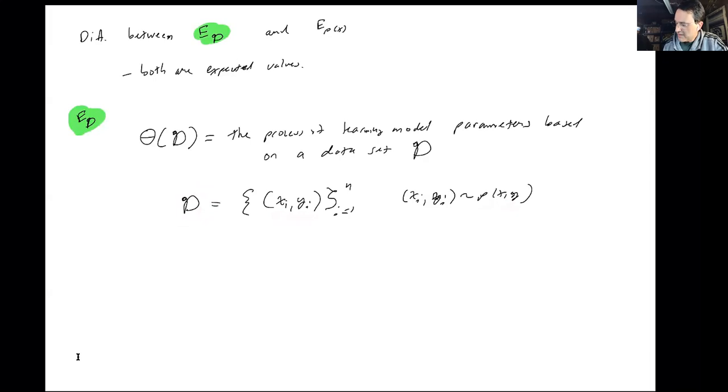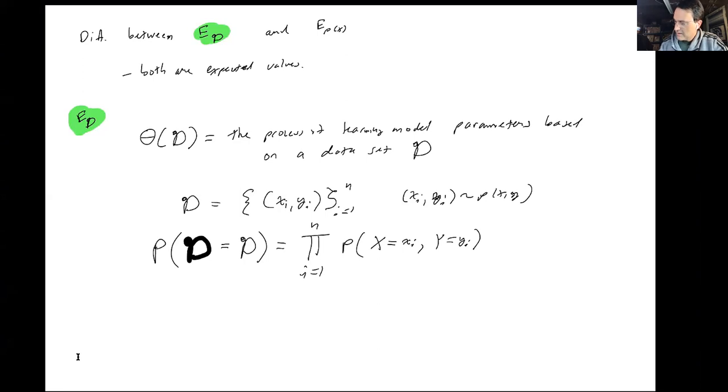So we can talk about things like the probability. We don't have an uppercase and lowercase, but let's say the probability that bold D, which is the random variable, is equal to a particular instance of that random variable is equal to the product for i equal to 1 to n of the probability that x equals x_i, comma, y equals y_i. So this is the distribution of data sets. It's using the same underlying distribution as the sample, but every time we choose a data set, its probability is equal to this. This is the probability of a data set.